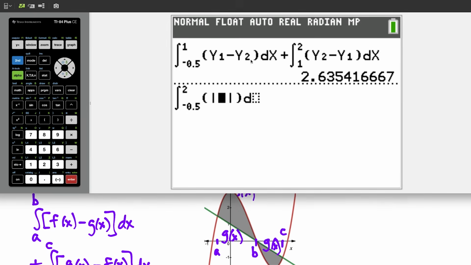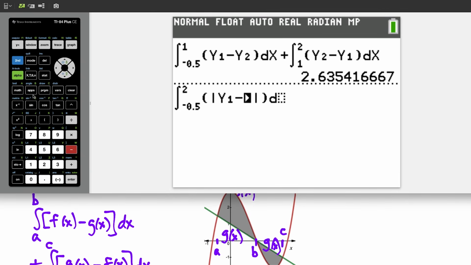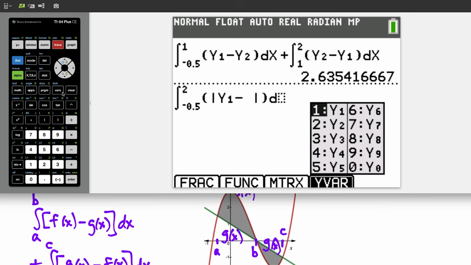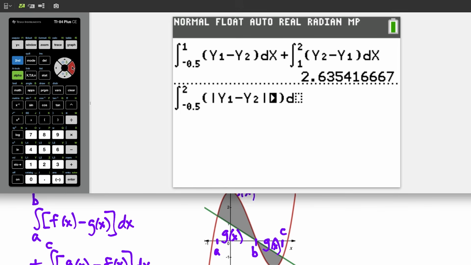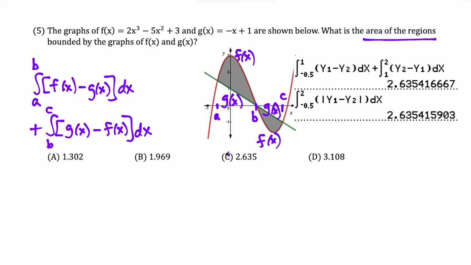And then it doesn't matter which order you use. You could do y1 minus y2, or you could do y2 minus y1 because the absolute value is going to correct it anyway. Okay, so remember, if I, once again, just use the absolute value, it's going to do everything in one shot. So I'm going to do y1 minus y2. So I have alpha trace, and I'm going to type in my y2. And this is just a really nice shortcut, and it should give us the same answer. And notice that it does. We're going to get 2.635. So our solution to question 5 is choice C.